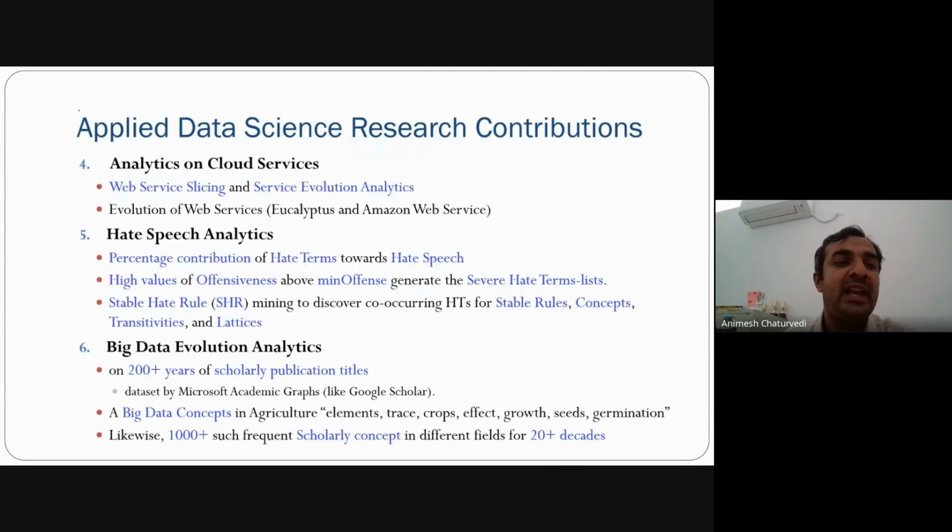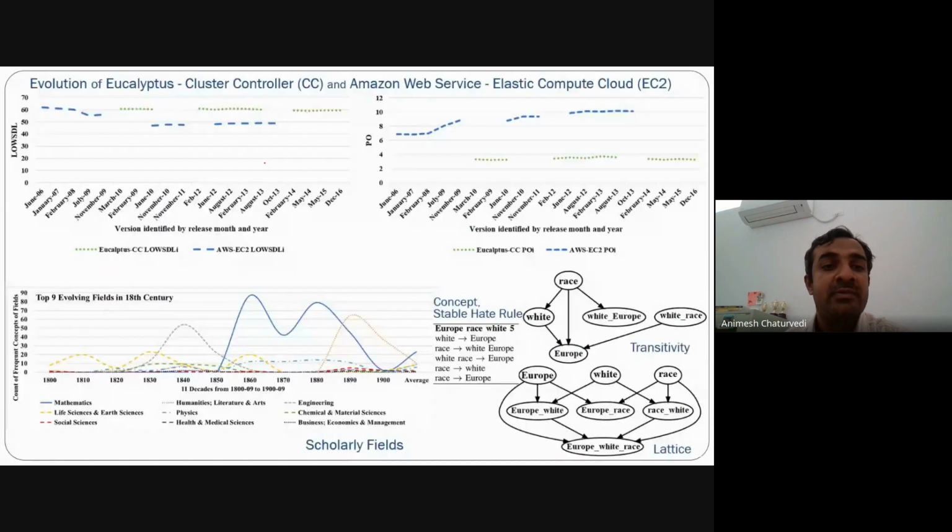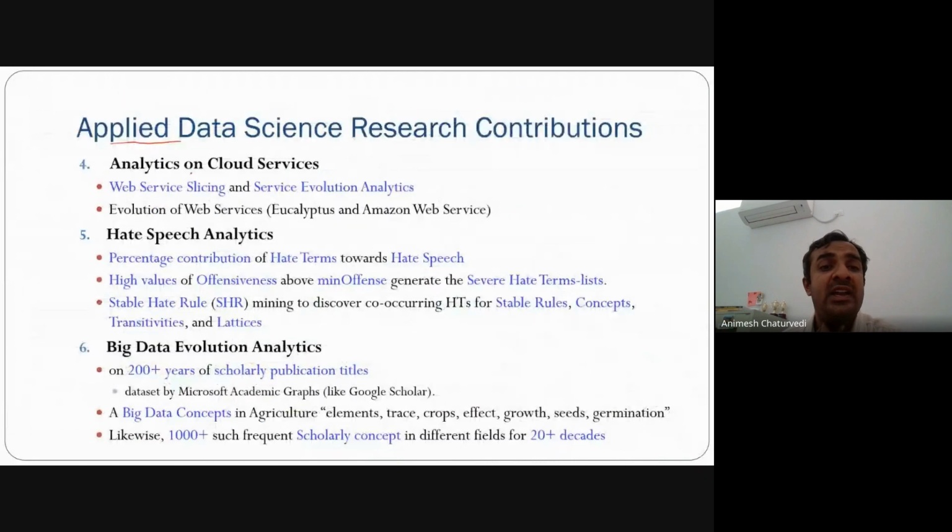Then there is applied data science research I have done, related to analytics of cloud services. I invented and published web service slicing. There are Facebook services, Google services; how to slice them, and make subsets of them, has been published. Then service evolution analytics: the evolution of web services like Eucalyptus and Amazon Web Service, and how this evolution happens for those web services.